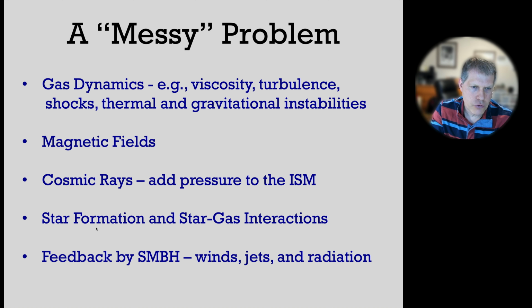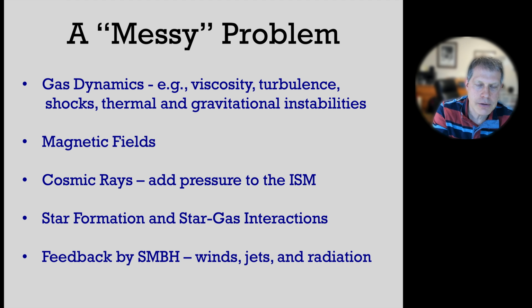Some of this gas on its trip down to the supermassive black hole may form stars, and then those stars may provide feedback to the gas that's attempting to work its way down to the supermassive black hole. So you have to consider star-gas interactions. And then finally, of course, you're going to have to consider feedback by the supermassive black hole itself in the form of winds and jets. We've had lectures entirely on winds and entirely on jets, and I refer you back to those for further relevant information, as well as, of course, feedback can also arise from the radiation from the AGN itself. So these are the types of factors that make this a messy, complicated problem.